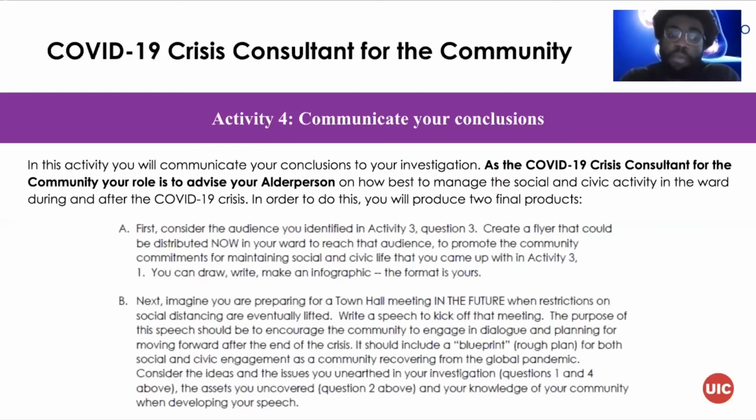Then part B: imagine you're preparing for a town hall meeting in the future when the restrictions on social distancing are all lifted. Your job is to write a speech to start that meeting, and the purpose of the speech is to encourage the community to engage in dialogue and planning for moving forward after the crisis, and how to set standards and whatnot. Also consider ideas and issues you unearthed in your investigation.